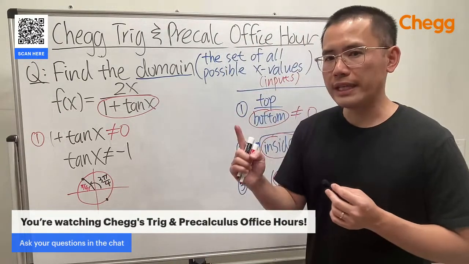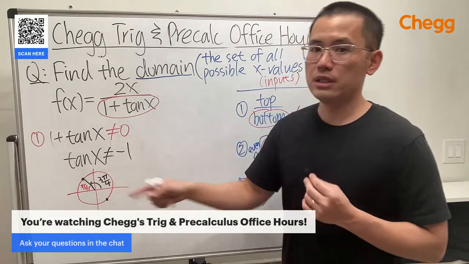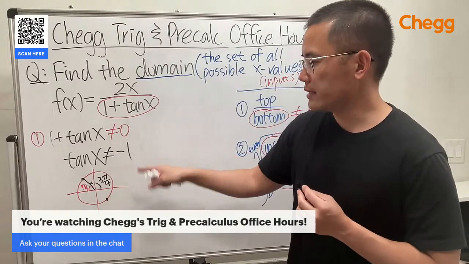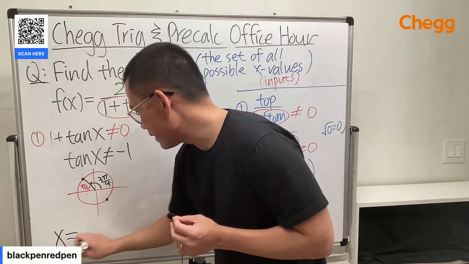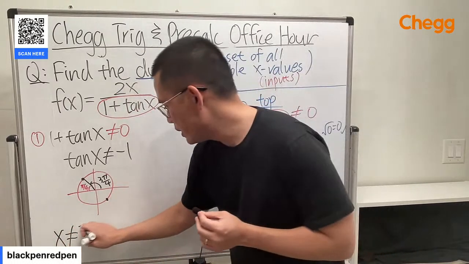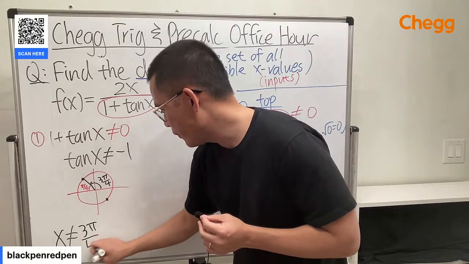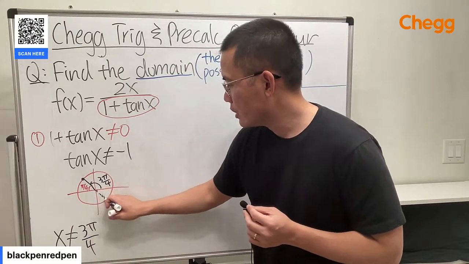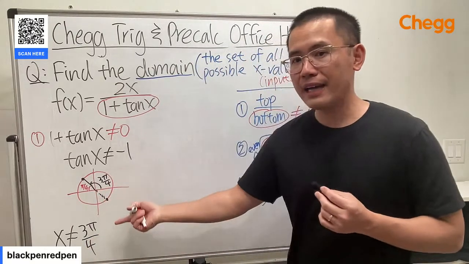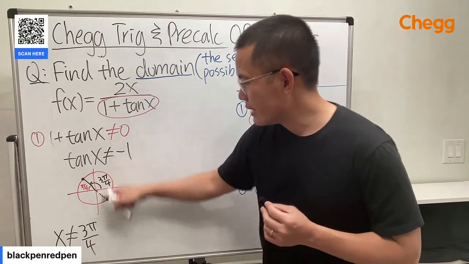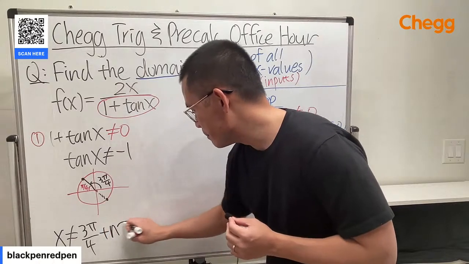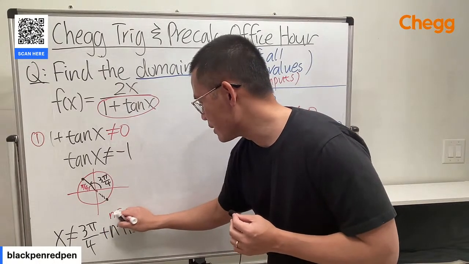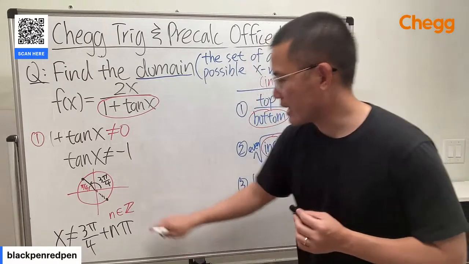And you can just find one answer because for tangent, the period is pi. So you can just start with one answer and then just continue, right? So you can just say we cannot have x being equal to 3 pi over 4. And then to get to the next point, just add pi, continue, and then subtract pi, continue. So we just put on plus n pi, where n is an integer, right? Just like that.